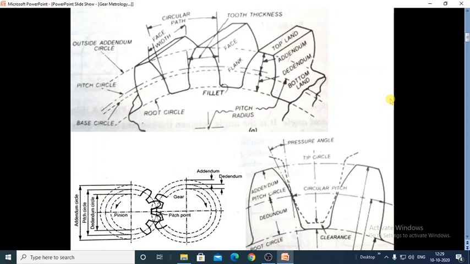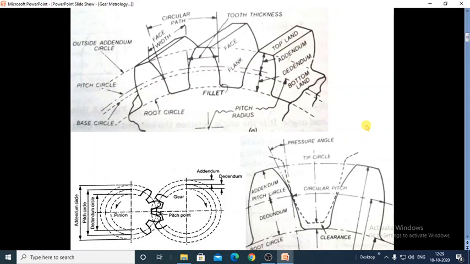Now let us see what is the backlash. Backlash is the distance through which a gear can be rotated to bring its non-working flank in contact with the teeth of the mating gear. This is called the backlash.